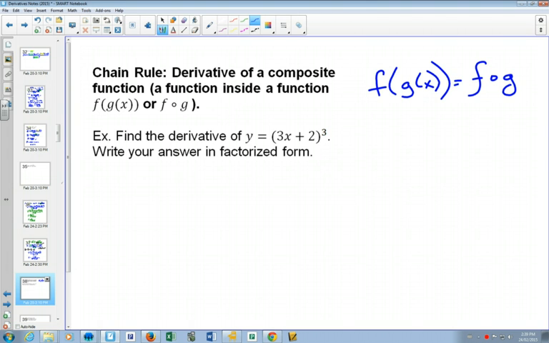So we have, in this one, the one function is 3x plus 2, and the other function is just x cubed. So if I would write it this way, what I'm looking at is my function inside, and this is the easy one to see, is 3x plus 2. But what is happening to the function inside? It's getting cubed. So our other function is just x cubed.